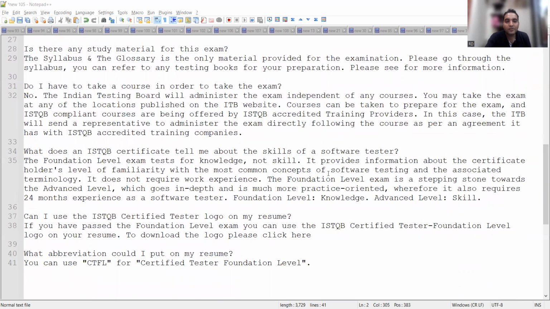Then, what does an ISTQB certification tell me about the skills of a software tester? So who is giving the examination, and what skills does it tell? It will tell the interviewer or the companies that you have basic knowledge, a basic idea of what software testing is, and that your concepts of software testing are good, right? And once you give foundation level, then you can go for advanced level. You cannot directly go for advanced level. What abbreviation could I put on my resume? You can use CTFL for Certified Tester Foundation Level.